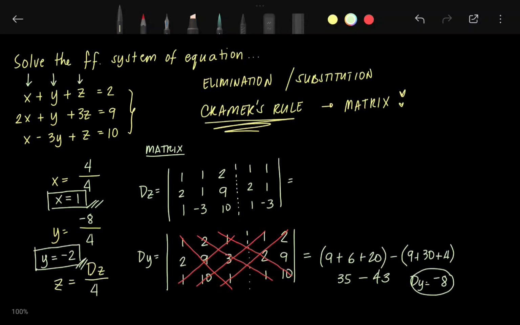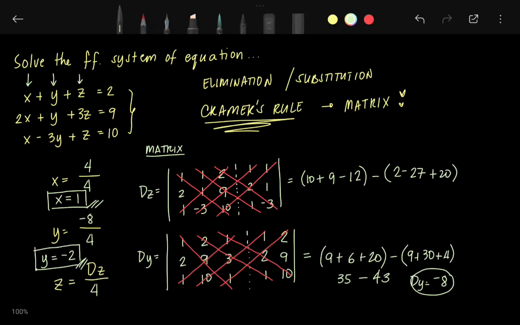Okay, equals. All the downward diagonals: 1 times 1 times 10 is 10. Plus 1 times 9 times 1 is 9. Minus, because we see that 2 times 2 is 4, times negative 3 is 12, negative 12. Then minus, all the upward diagonals: 1 times 1 times 2 is just 2. Then we see there is a minus, that's negative 3 times 9, 9, 18, 27 times 1, so negative 27. And then 10 times 2 times 1, that's 20.